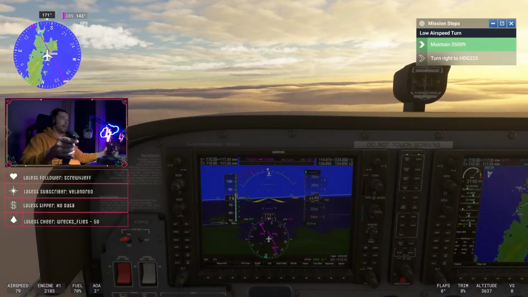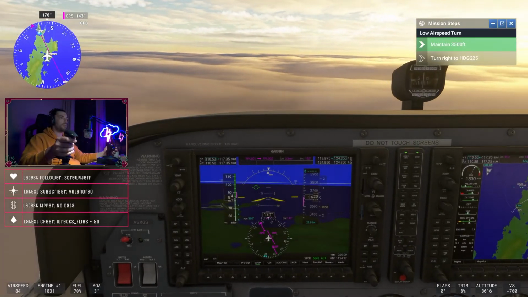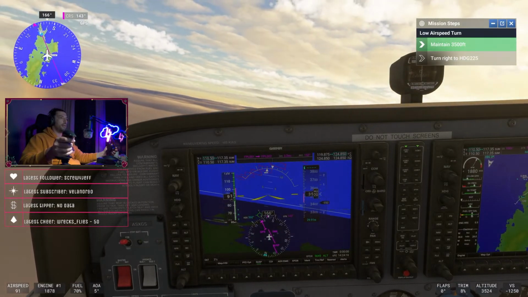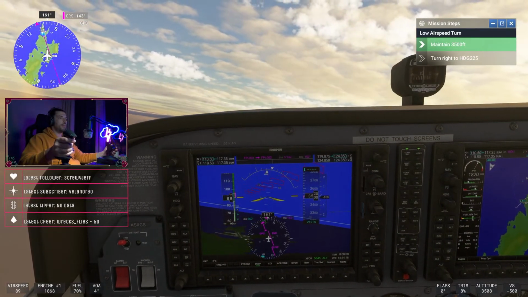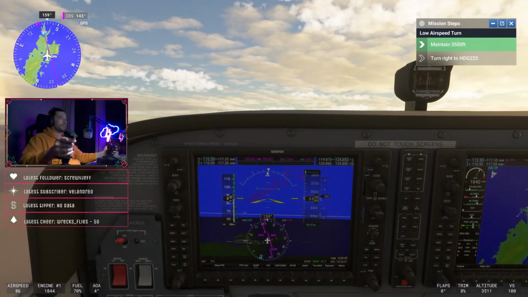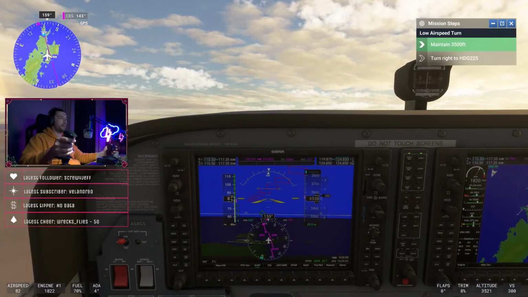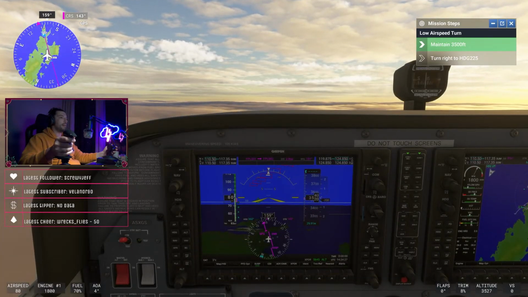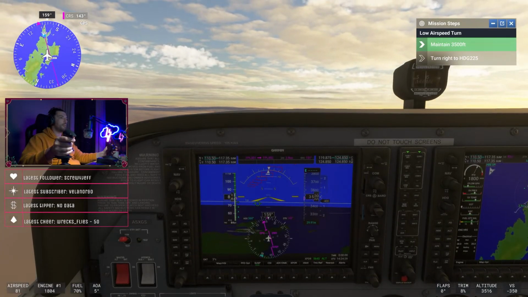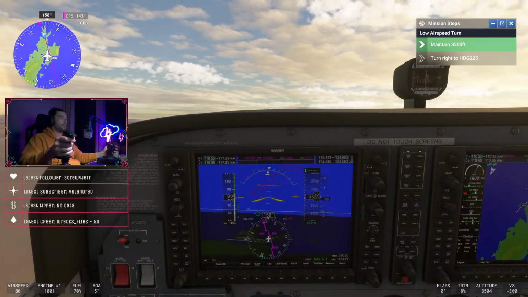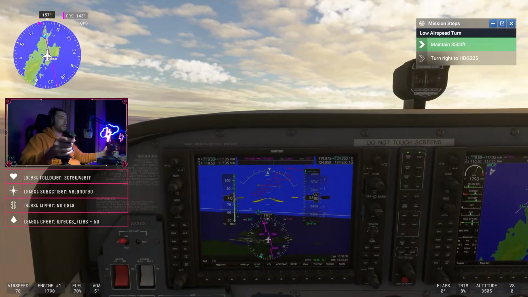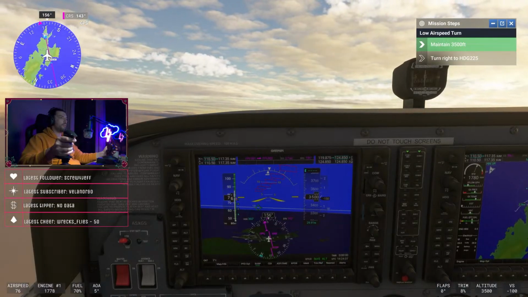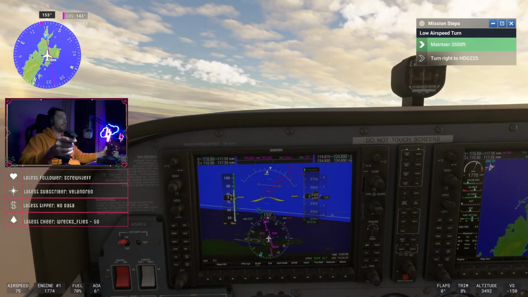I'm a little bit too high, so let's drop a little bit of speed. Ah, boy. And I need to be at 70 knots. Watch the speed, we want 70 knots. Yeah, I know. I am trying. It's just a lesson. Give me a break, mister. Bro, I'm so off from the GPS thing. God damn it.